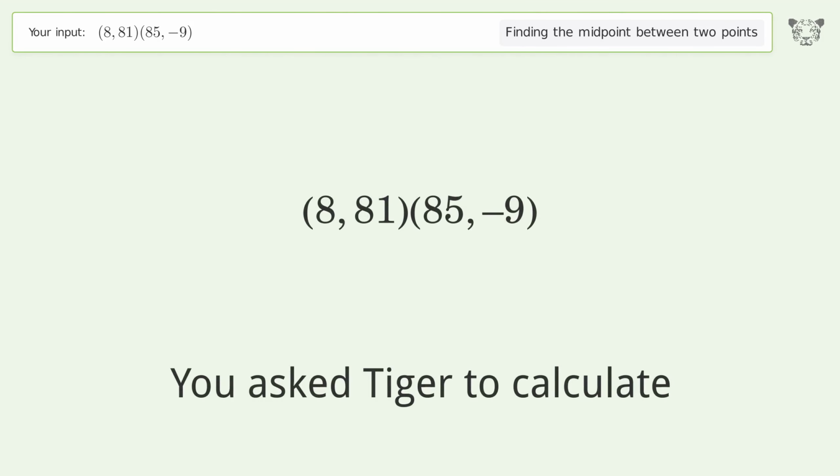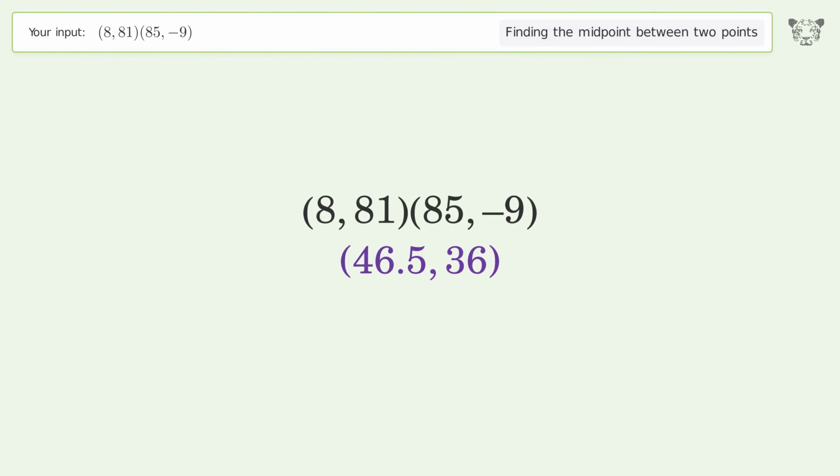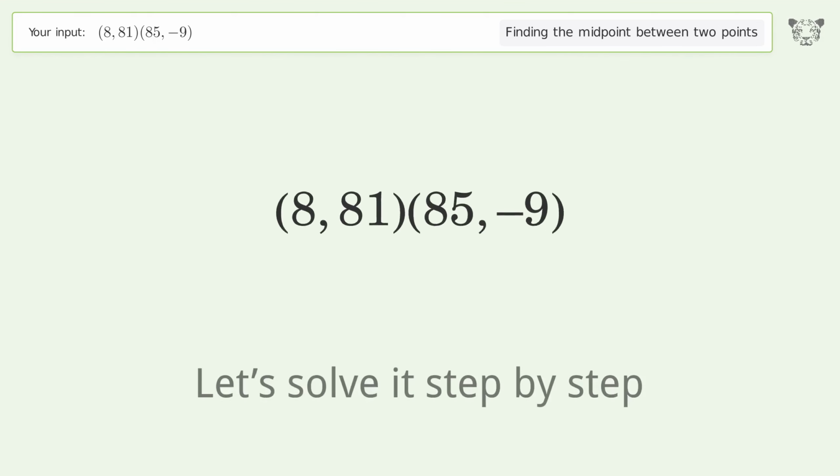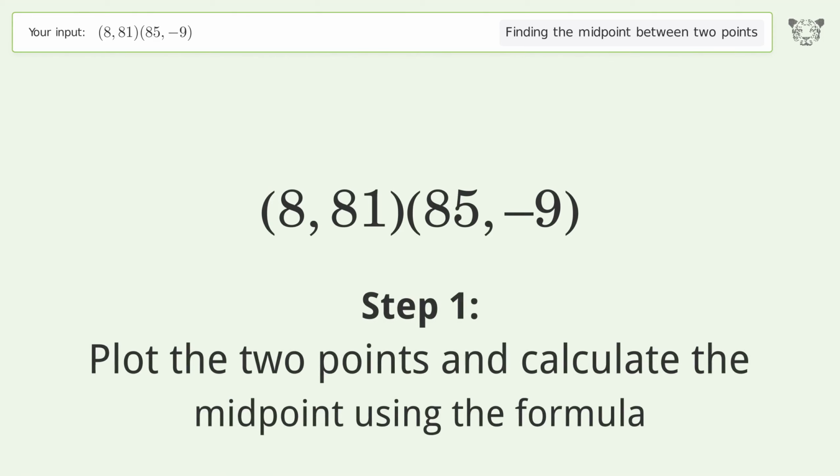You ask Tiger to calculate. This deals with finding the midpoint between 2 points. The midpoint between the 2 points is 46.536. Let's solve it step by step. Plot the 2 points and calculate the midpoint using the formula.